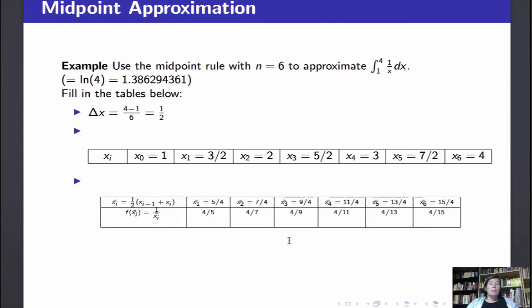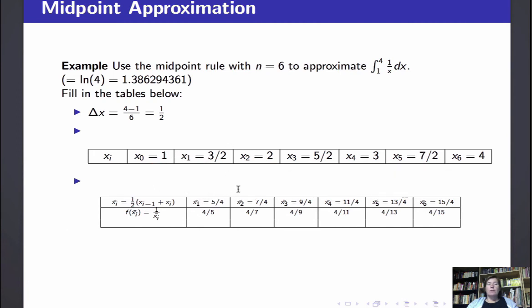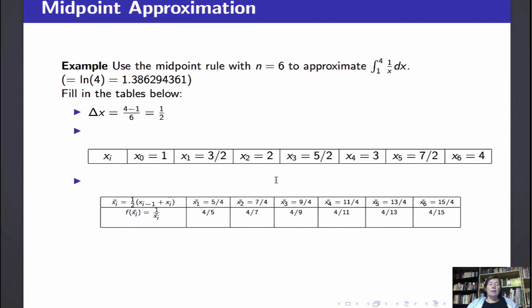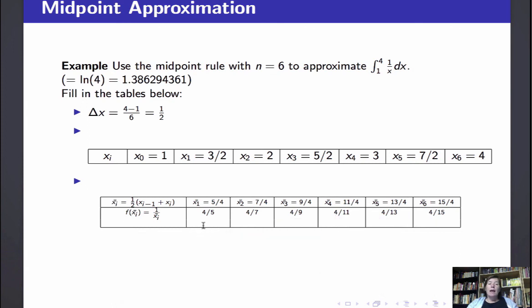Now I must calculate the midpoints of these subintervals. So the first subinterval runs from 1 to 3 over 2, and its midpoint occurs at 1 plus 3 over 2, all over 2. So this is equal to 5 over 4, and the midpoint of 3 over 2 and 2 is 7 over 4, etc., etc. Now, to get the heights of the approximating rectangles, I evaluate f at each of these midpoints. And f is just 1 over x, so 1 over 5 over 4 is 4 over 5, 1 over 7 over 4 is 4 over 7, etc., etc.